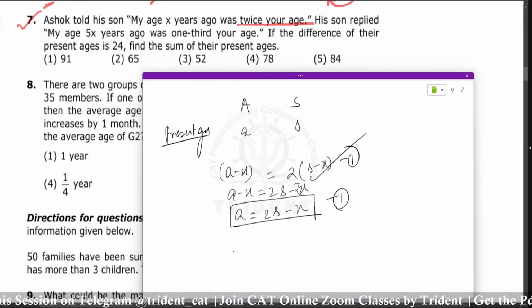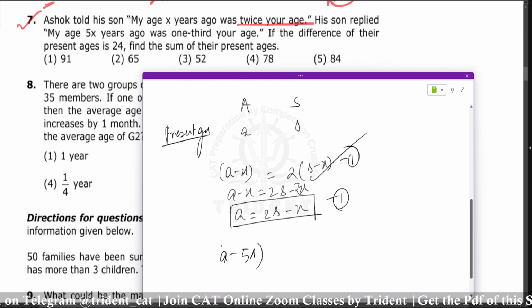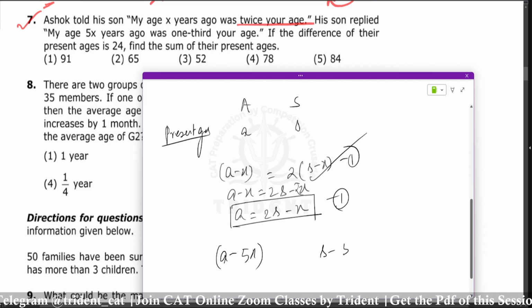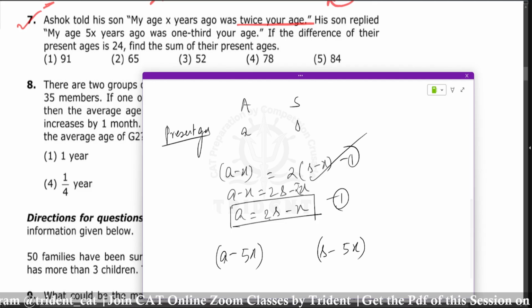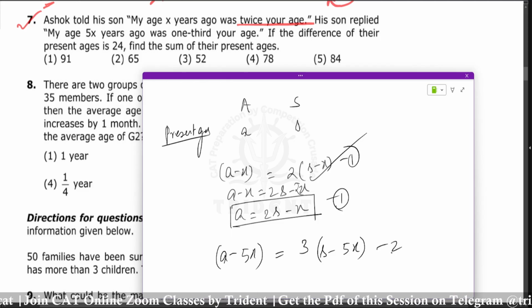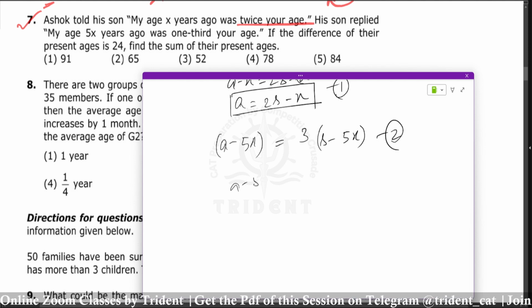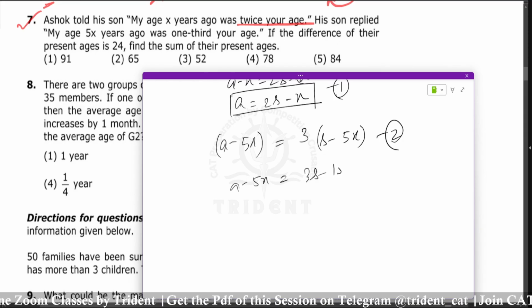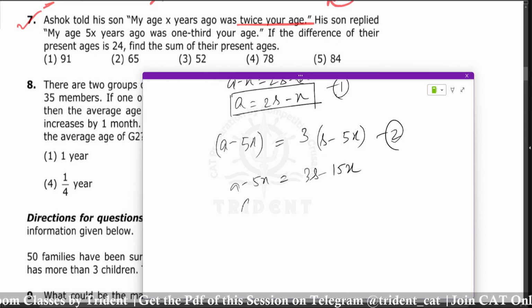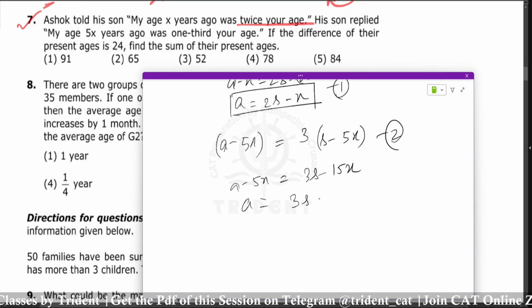Now the son says 5x years ago. That means a minus 5x, and over here s minus 5x. I was 1/3 of your age. That means either you write 1/3 to the LHS or 3 times of that. So this is my equation 2. Can I simplify this a little bit? Yes, I can. That is going to be a minus 5x is equals to 3s minus 15x, or a is equals to 3s minus 10x.